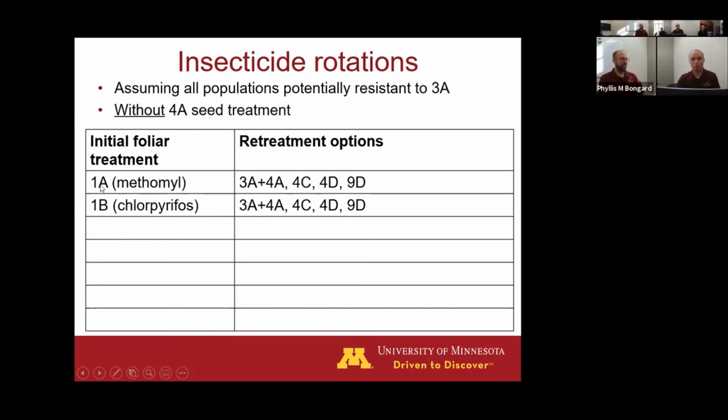So if we come in with a group 1 insecticide, something like chlorpyrifos or methomyl, we can see the options that could be available. Maybe a pyrethroid neonicotinoid mixture. So that could be something like Endigo, or something like sulfoxaflor, which would be like Transform, Sivanto, or Sefina here, the 9D. Or we could potentially come in with a mixture, including a 3A insecticide, thinking about resistance management.